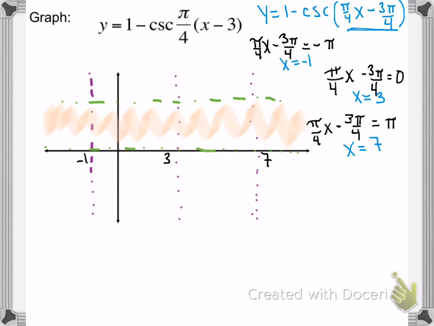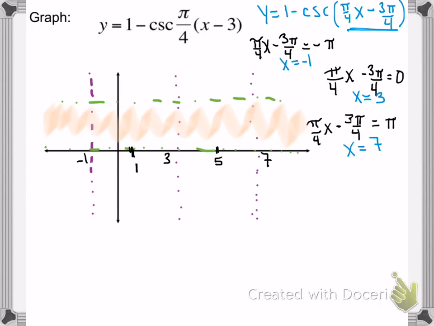So what's halfway between 3 and 7? Hopefully you can recognize that halfway point as being a positive 5. And halfway between negative 1 and positive 3, hopefully you guys can see that as being positive 1.